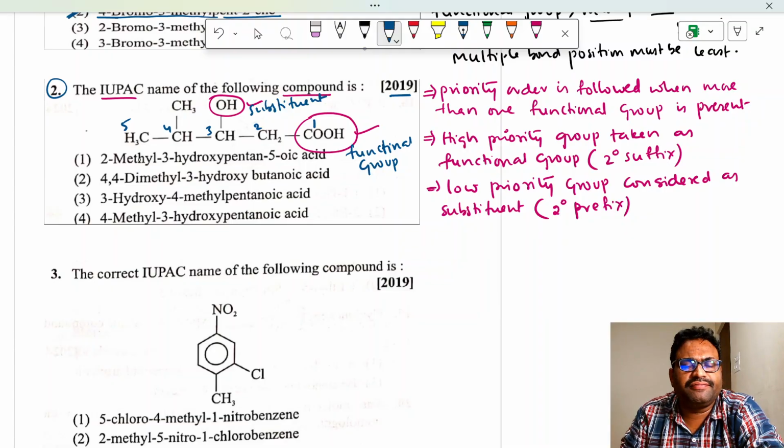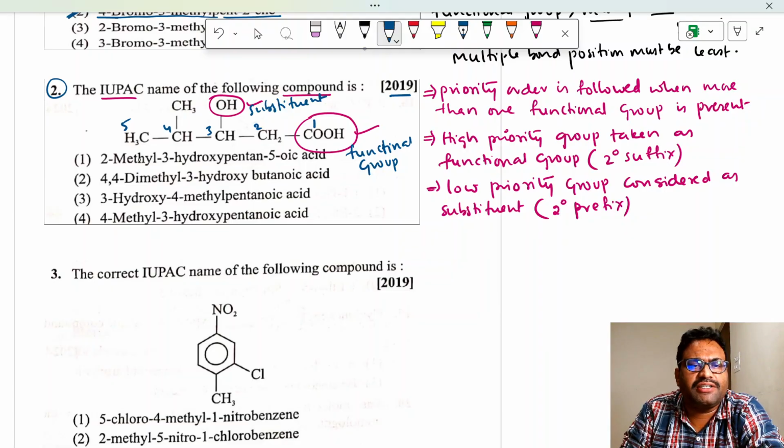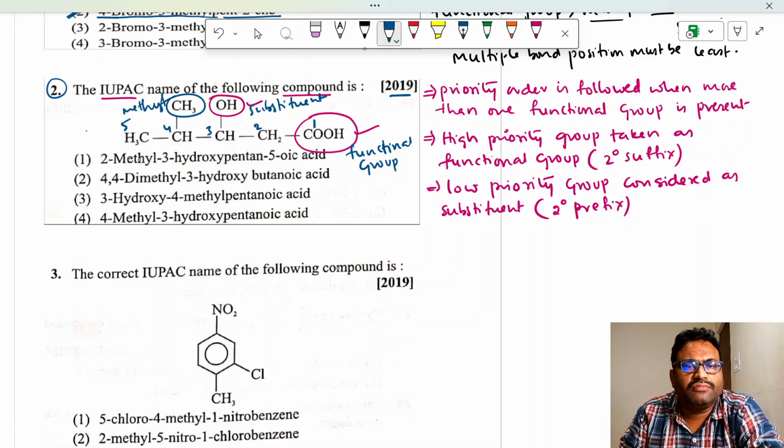This is the parent chain. If this is the parent chain, how many substituents are you finding? OH is one substituent, another substituent is the methyl group. So two substituents are there. Where are the substituents written? They are written under secondary prefix. OH is considered as substituent, so its name is written as hydroxy. And this is methyl.